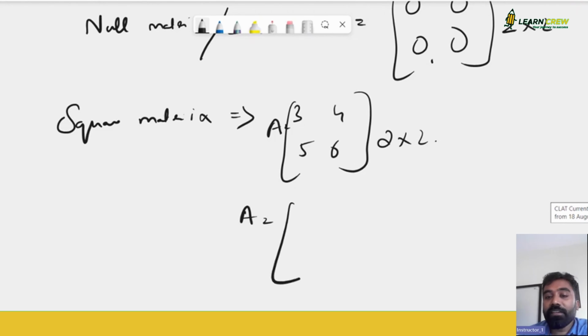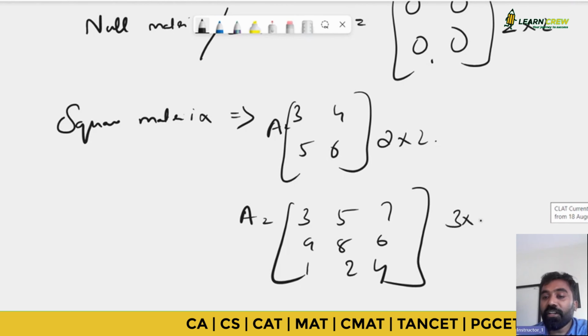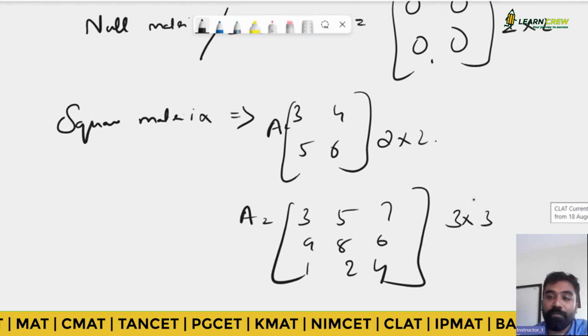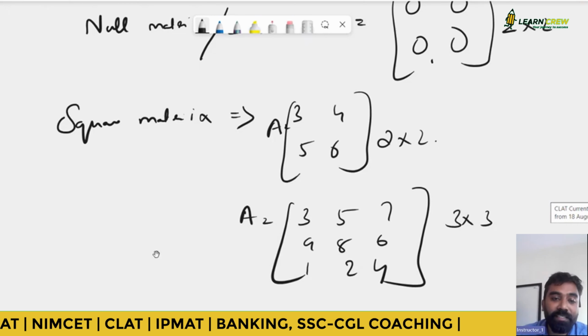For example, A, if it is a 3 cross 3, I'm going to write it as 3 6 3, 5 7 9, 8 6 1 2 4. Now here the rows and the columns are equal, and this is also a square matrix. Fine, pretty much simple till here.